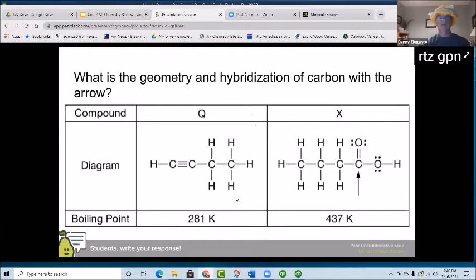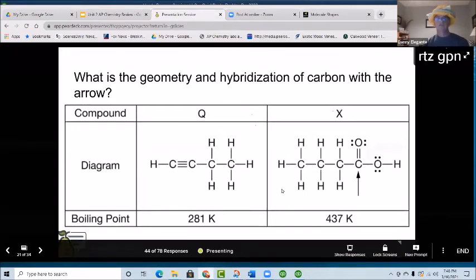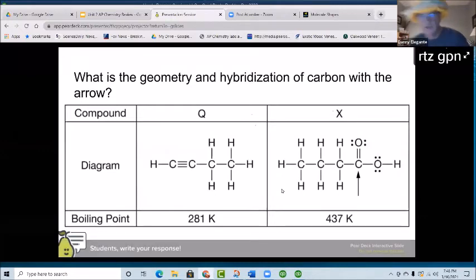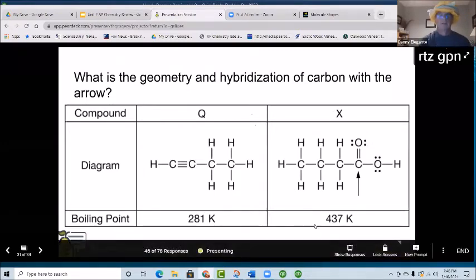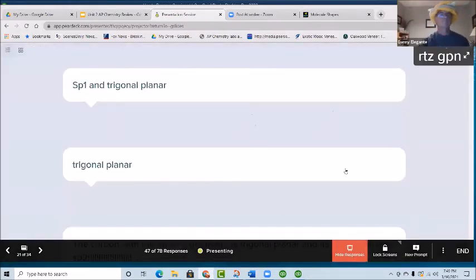All right, so go ahead and lock in and answer the geometry and hybridization. Now on an AP exam, this would be two separate questions, so there'd be like 2 points possible on a free response question. All right, so let's look and see what some of the answers are.